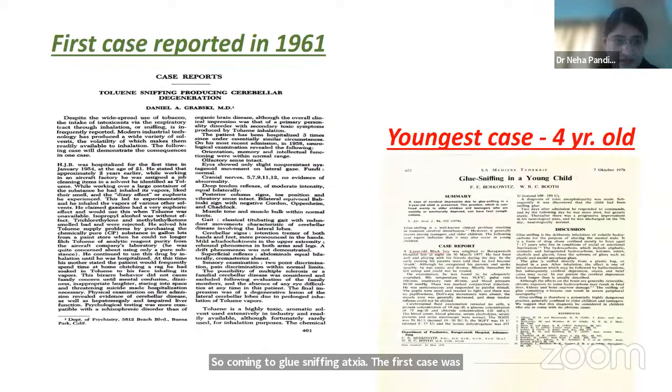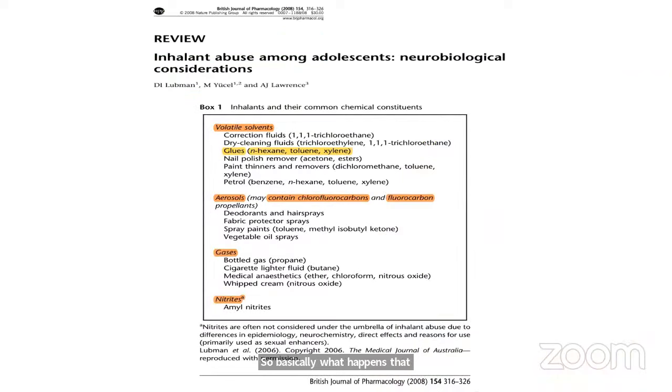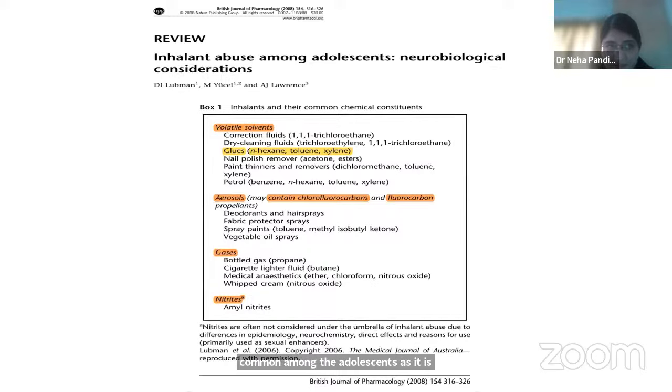Grabsky. And the youngest case that has been reported was a 4-year-old boy. So basically, inhalant abuse is very common among adolescents as it is easily available, it is cheap, and also there are no legal issues associated with it. And also, the majority of the daily substances present in our homes contain these inhalants, like correction fluids, dry cleaning fluids, glues, nail polish remover, paint thinners, petrol, deodorants, hair sprays, fabric protector sprays, spray paints, vegetable oil sprays, cigarette lighter fluid, medical anesthetics, and whipped cream.